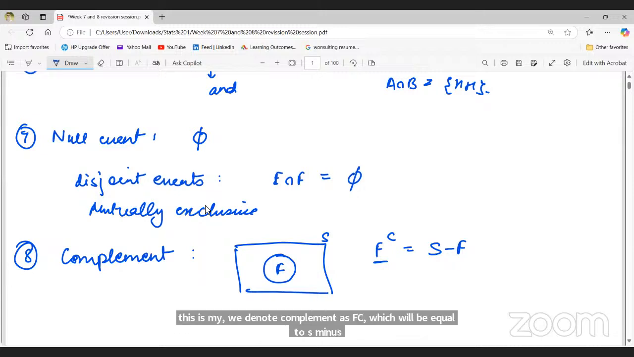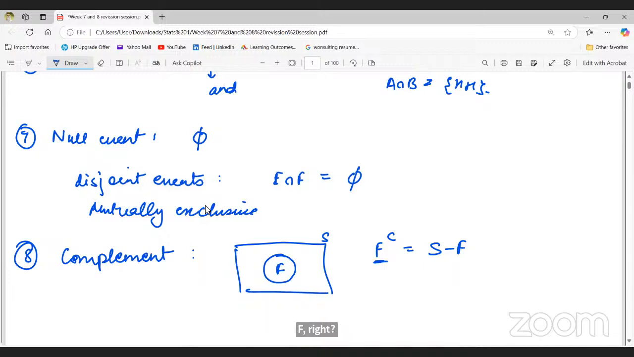Yes. The complement of F is all the outcomes in the sample space that are not in F. Okay. Now tell me what will be the complement of a sample space? Empty set, that is phi.